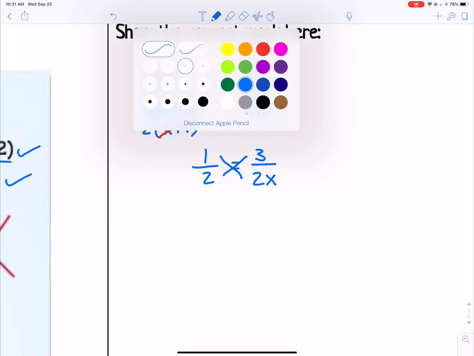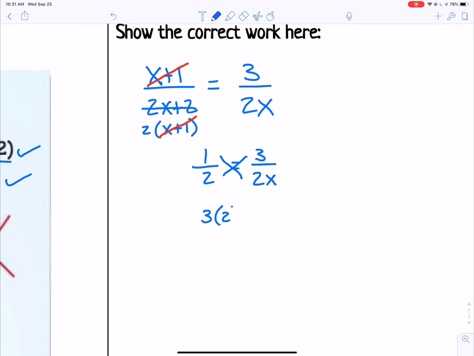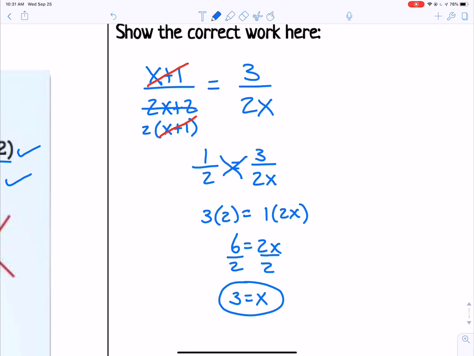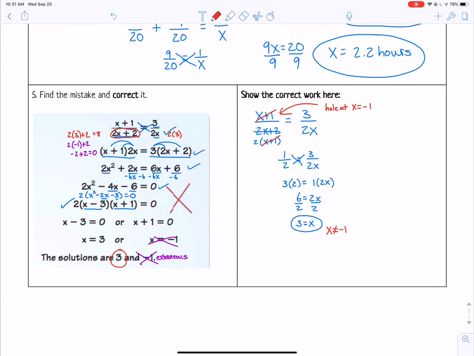So we get 3 times 2 equals 1 times 2x. So I get 6 equals 2x. We can divide by 2, and we get x equals 3. And we would be able to know that that was a hole in the graph at x equals -1. So let's just look at it that way and give you a different perspective. So I'm just going to write x cannot equal -1. And that would have taken a lot less work, actually. So that's it for the practice quiz for standard 8.